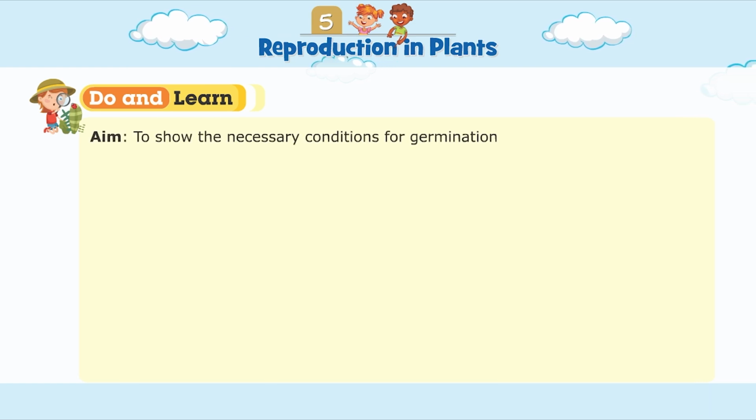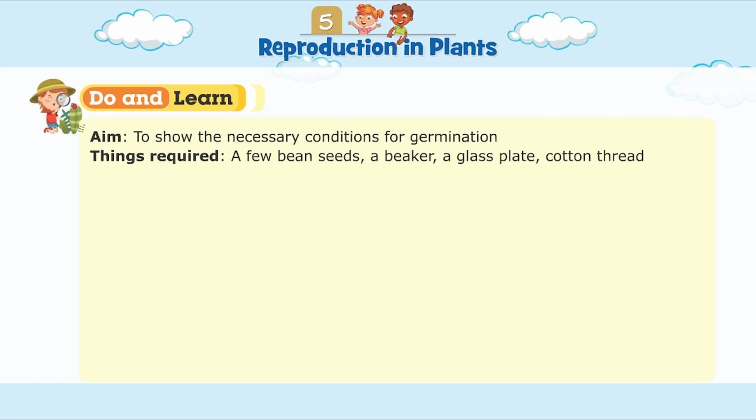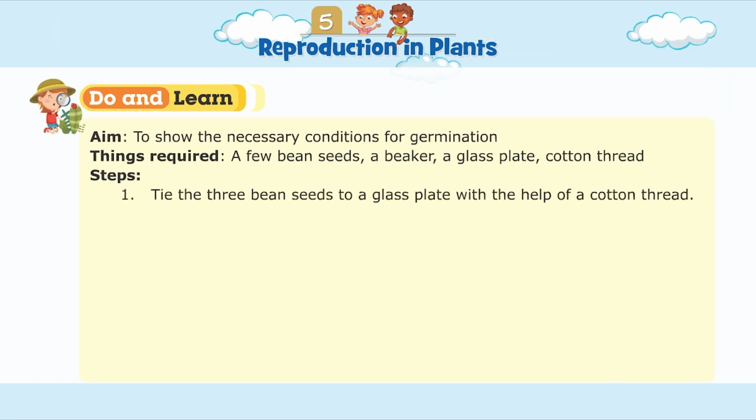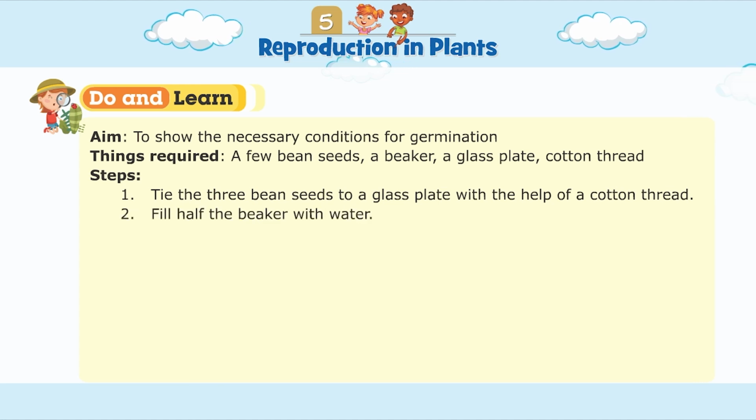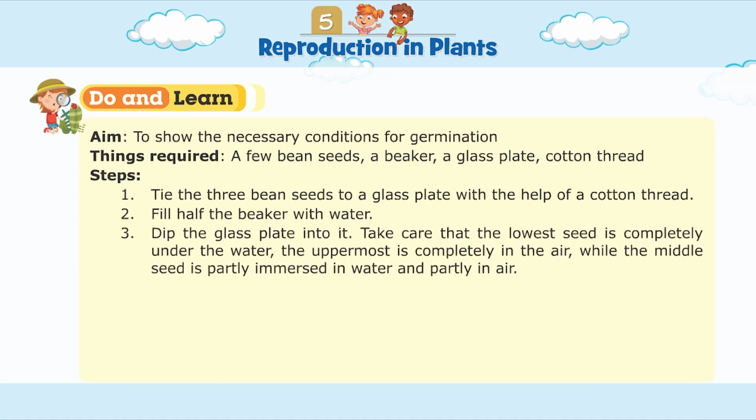Aim. To show the necessary conditions for germination. Things required: a few bean seeds, a beaker, a glass plate, cotton thread. Steps. 1. Tie the 3 bean seeds to a glass plate with the help of a cotton thread. 2. Fill half the beaker with water. 3. Dip the glass plate into it.